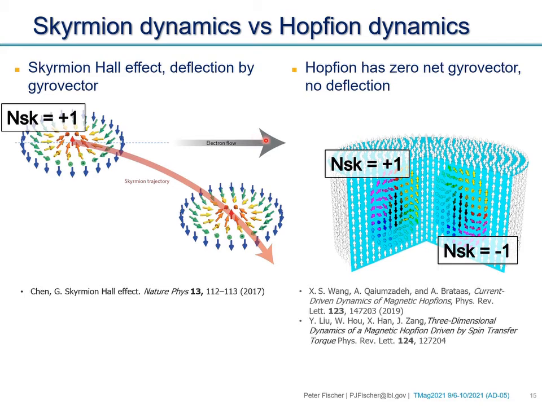But the Hopfion has a fundamental difference compared to a Skyrmion, and that is that it has a zero net gyro vector. And with that, as was pointed out, for instance, in these papers down here, there is no deflection. So it's basically an inherent compensation of this Skyrmion Hall effect, given by the spin texture of the Hopfion.